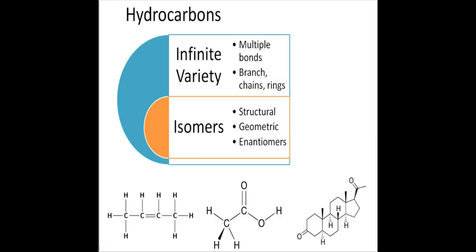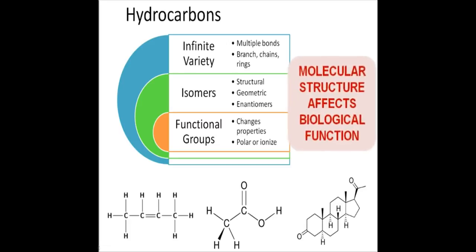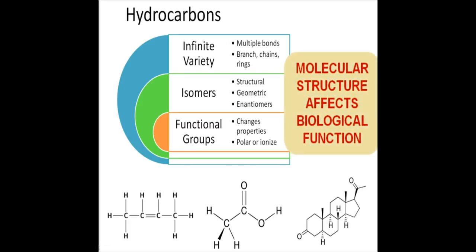We're going to look at isomers, how you can have the same chemical formula but different structures, and functional groups. Some interesting things start to happen, and we change the properties of a compound by adding different chemical groups on there. It's going to give polar or ionic properties to something that started out as being hydrophobic. And molecular structure affects biological function. So when we start changing around the molecule and adding these different groups, we're going to see that it affects the biological function of that molecule.